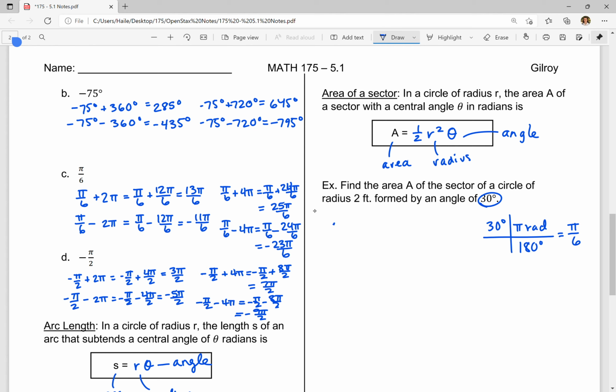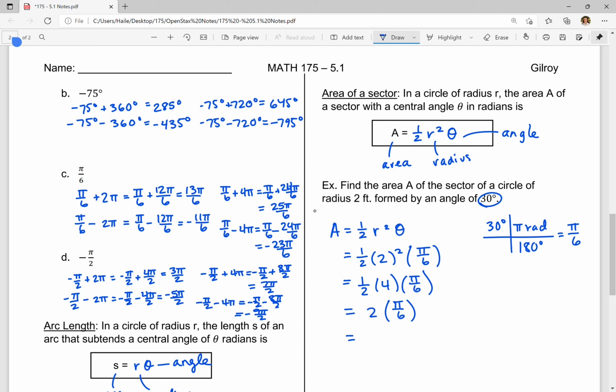So now let's write the formula. So we have area is equal to 1/2 r squared theta. I was told my radius is 2, so I'm going to have 1/2 times 2 squared times pi over 6. So now let's multiply all of this. So 2 squared is 4, so I have 1/2 times 4 times pi over 6. 1/2 times 4 is 2, so I have 2 times pi over 6, which is pi over 3.